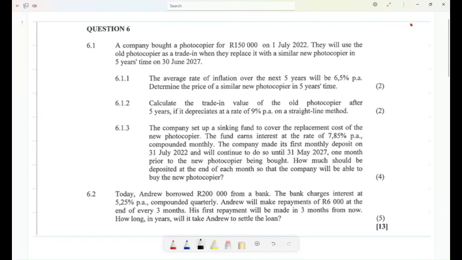Now, May June 2023, continuation question 6, financial mathematics. We are told that a company bought a photocopier for 150,000 on the 1st of July 2022. They will use the old photocopier as a trade-in when they replace it with a similar photocopier in 5 years' time. Now, please, it is a time story now.